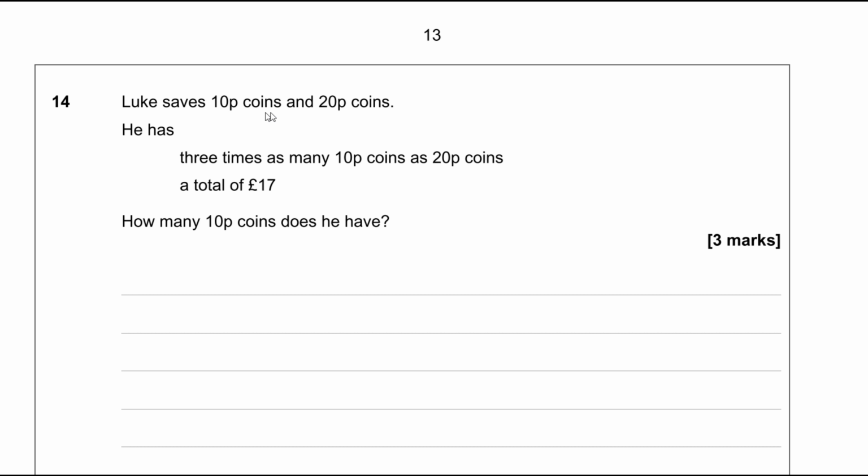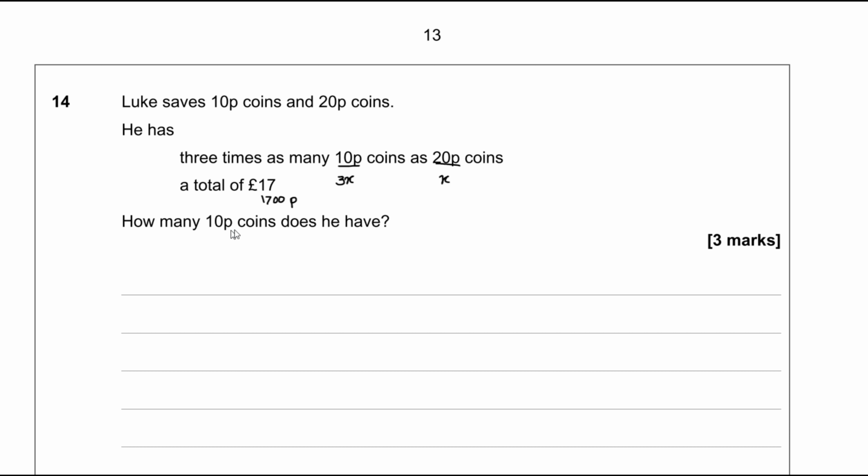Luke saves 10p coins and 20p coins. He has 3 times as many 10p coins as 20p coins, a total of 17 pounds. How many 10p coins does he have? Let's take a look a bit closer with the information. 3 times as many of these coins as this coin. So if he has x coins of 20p, that means the 10p coins will be 3x. Now the total is 17 pounds. I would like to say it is 1700p because we have p here. That would be easier to work with.